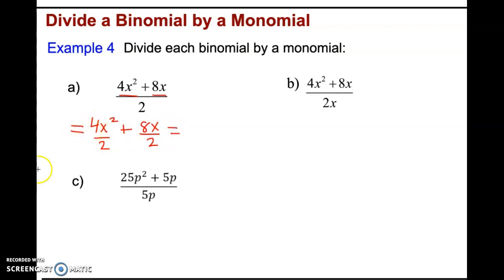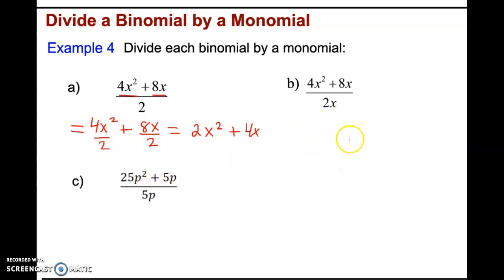So we're going to divide 4x squared divided by 2. So really 4 divided by 2, which gives us 2x squared, plus 8 divided by 2 is 4, and the x goes along for the ride. If you want to take notice, we didn't change anything to do with the variables that we had because we didn't have a variable in the denominator.